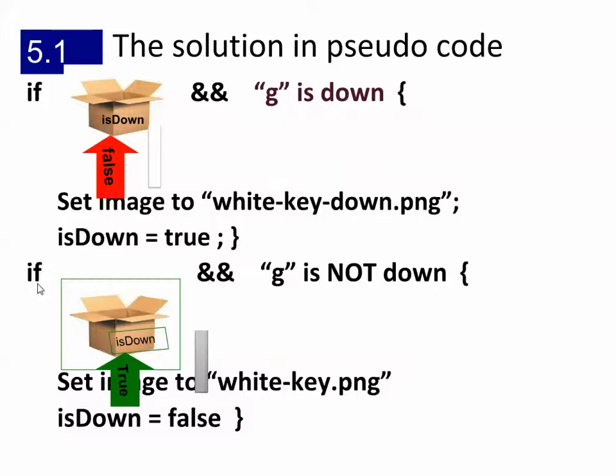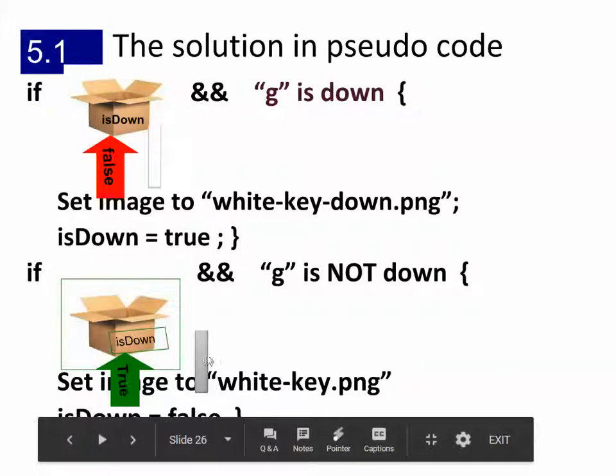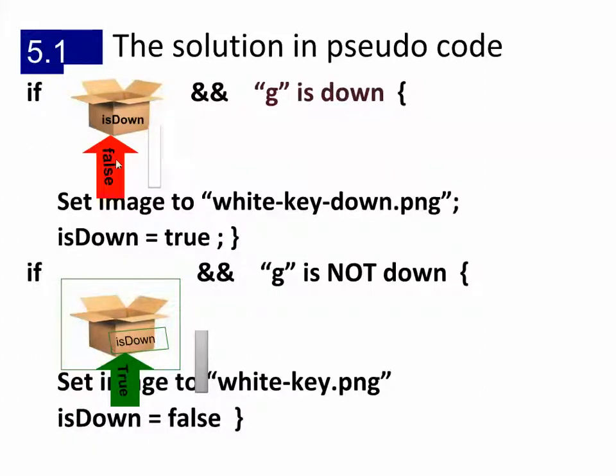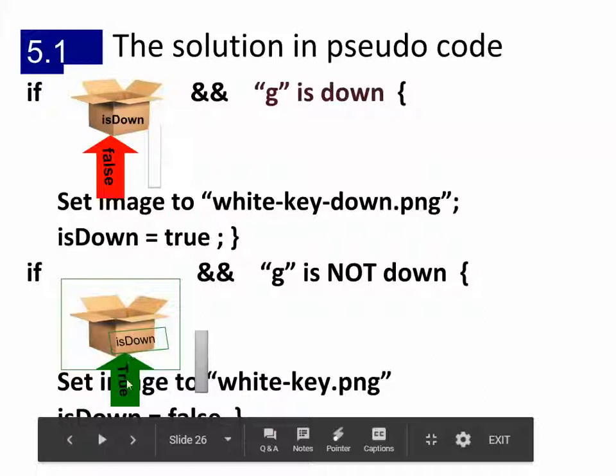Now if is down is true, the key would look like this, and nobody's pressing the G key, what would you do? Set it to the white key up.png. Okay, so let's take a look at the other scenarios. What would happen if is down is false and nobody's pressing the G key? Nothing would happen. What would happen if is down is true and the G key is being pressed? Nothing. So there's two situations in which something happens, and two situations in which nothing happens. And so you can see how the logic of this code would work.